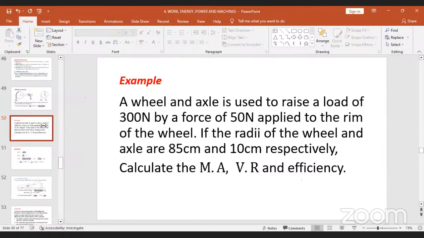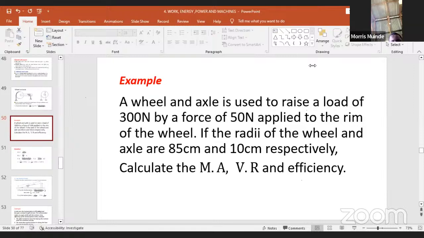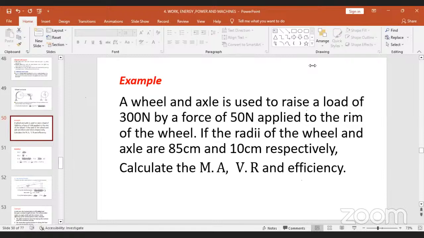Let's try that example for wheel and axle, and then we'll try another one for inclined plane. Let's try that question.